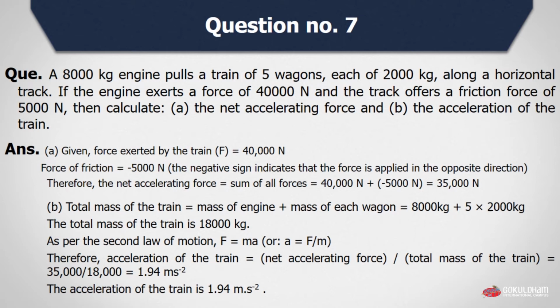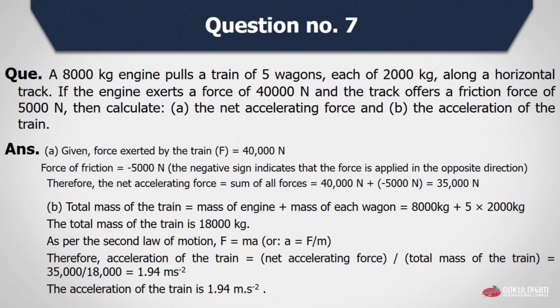So it is given that the total mass of the train is equal to the mass of the engine plus the mass of each of the wagons. Means we have to calculate the mass of every wagon as well as the engine, and we have it as 8,000 kg plus 5 multiplied by 2,000. Why do we multiply 5 with 2,000? Because we have 5 such wagons and each wagon weighs 2,000 kg. So we'll have 8,000 kg plus 5 into 2,000 kg to find the mass of the train, which will give us the answer as a mass of train of 18,000 kg in total.